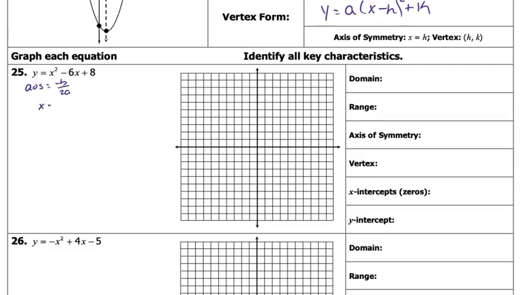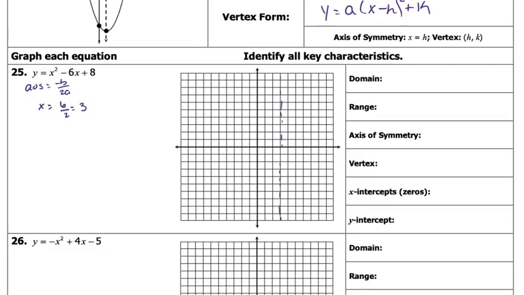So x equals negative b, so a negative 6, that's negative, would be a positive 6 over 2 times 1, which is 2. So my x is 3. So I already know right off the bat my axis of symmetry, 1, 2, 3, is somewhere down this line.